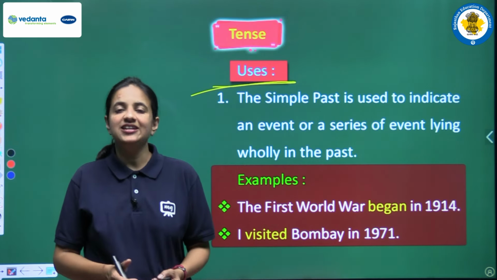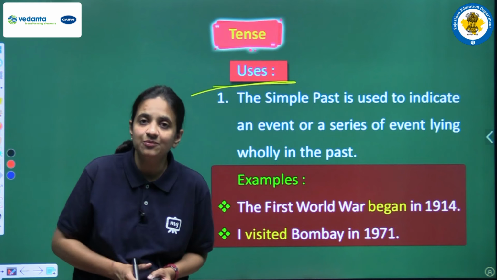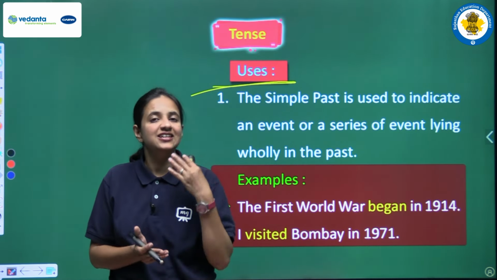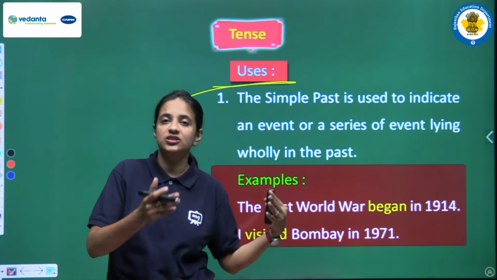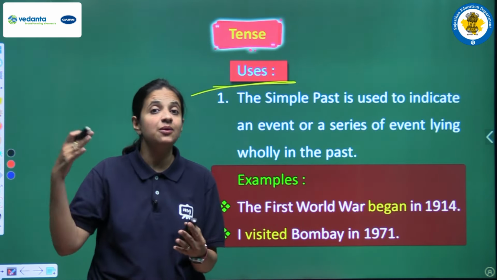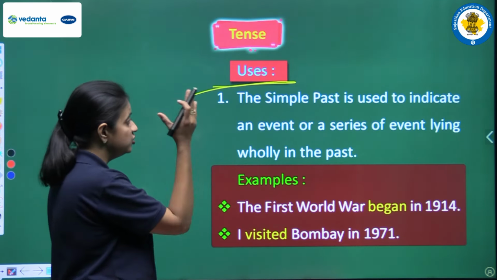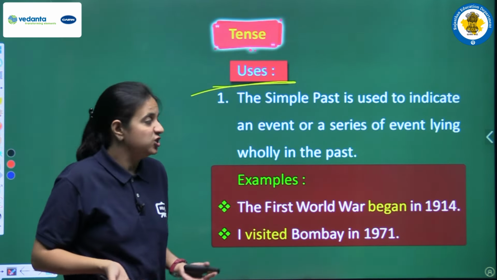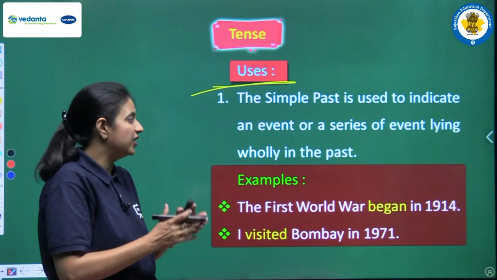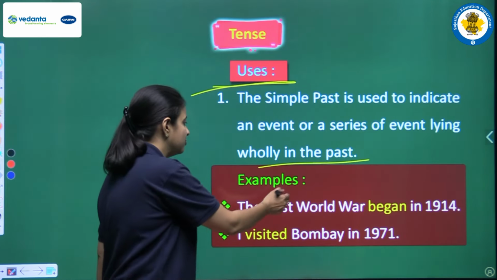So first thing that you have to be very clear about is the name: past simple tense. First of all we have to understand that this tense is used for the actions, the works, or we can say for all the things that happen in the past. This is the very first use of this tense: it is used to indicate, to express, to show all the events, all the actions, all the works that actually happened in the past, right? So now let's see some examples.